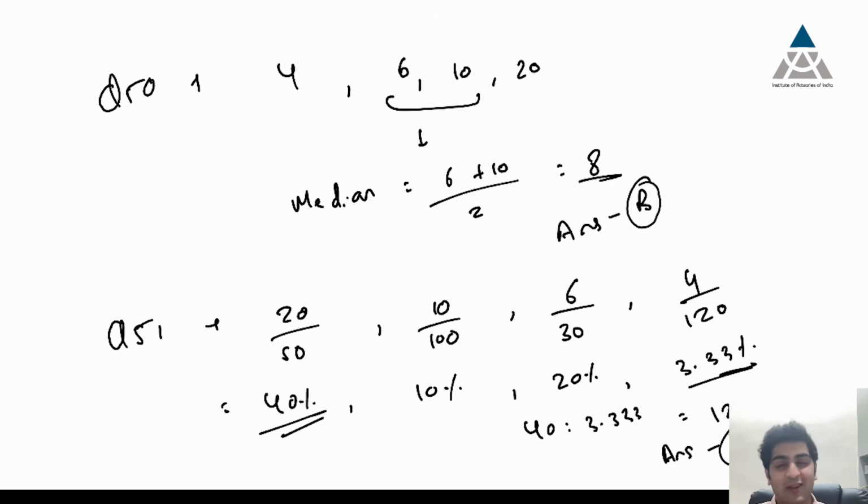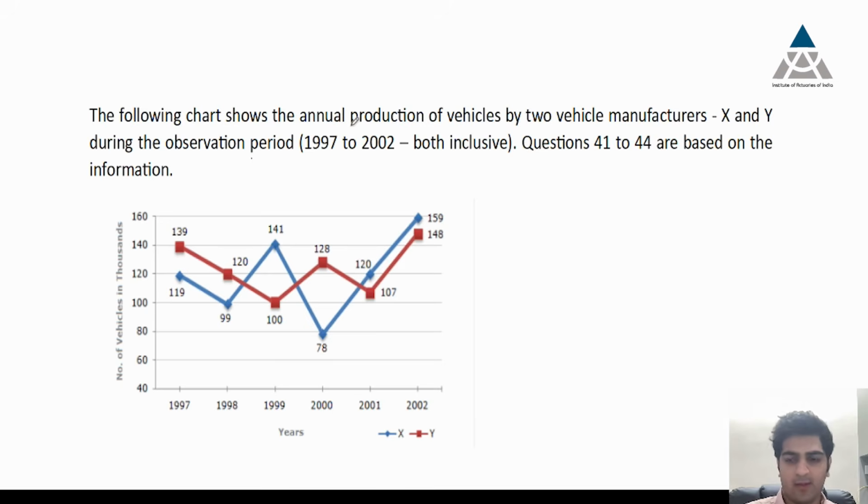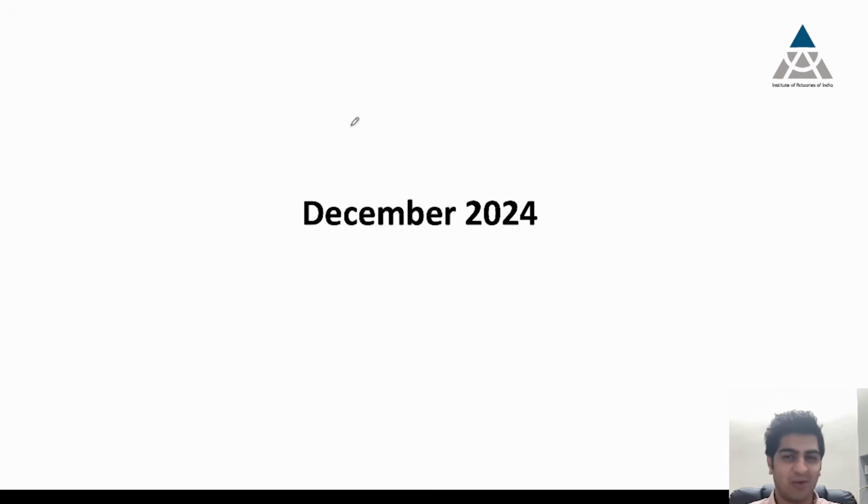Correct? So that was your March 2025 paper, definitely more complicated than the August one. But again, if you consolidate your numbers at the start itself, then quite doable. And with that, we move to the last section for the day, or the last paper for the day, which will be the December data interpretation paper. Yes, so let's now move to the December 2024 one, and let's see how this data interpretation sum was.